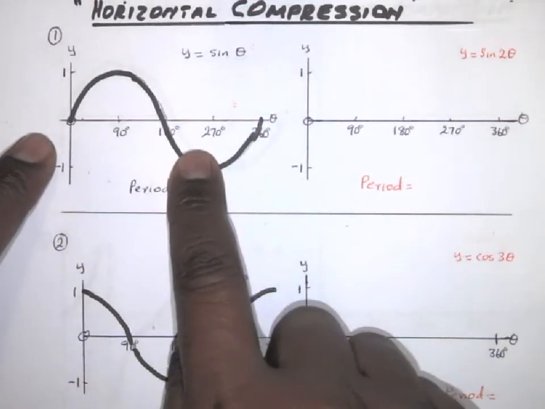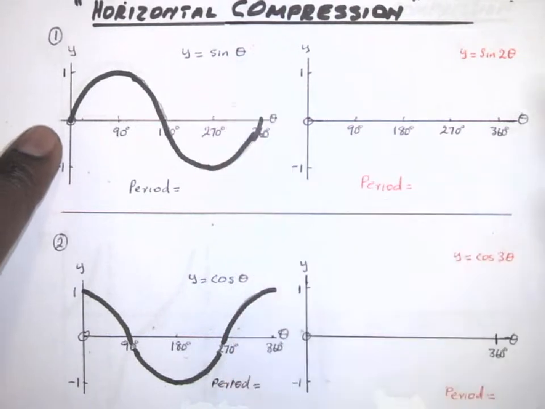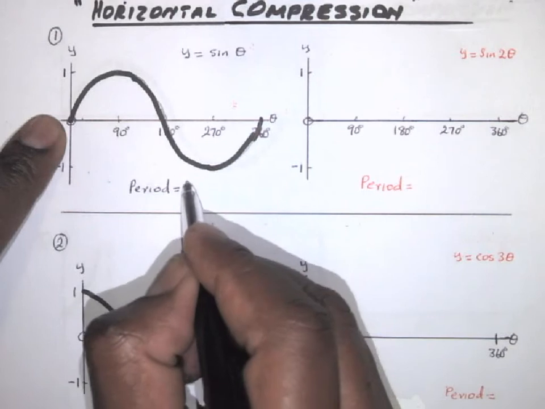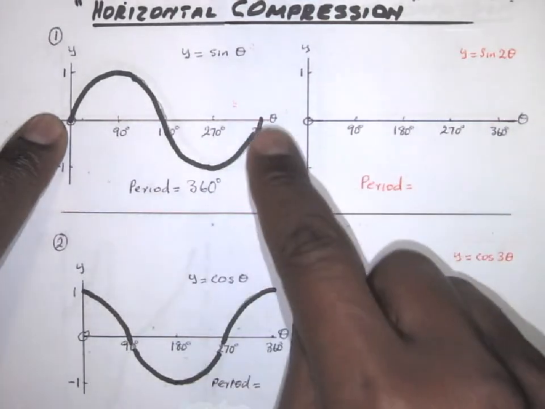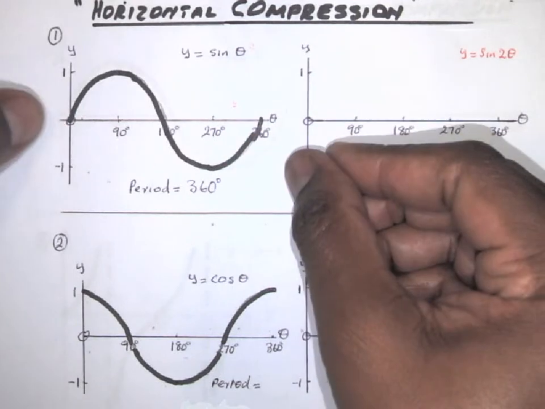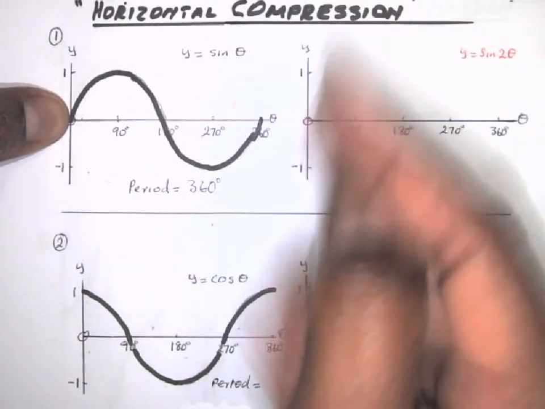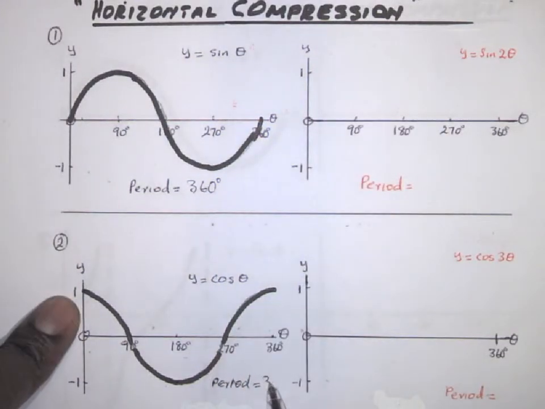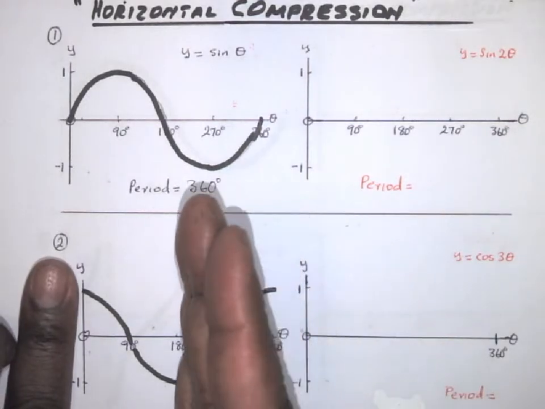So let's look at this graph. This is a sine graph, y is equal to sine theta. As we know, the period of this graph is 360 degrees. Let me write 360 degrees. So when we are compressing this graph, it means that we will hold here and then we'll push here so that it's compressed. Similarly with this one, the period is 360 as it is standard form, but we are going to compress it, and we'll hold this here and then we'll compress it.